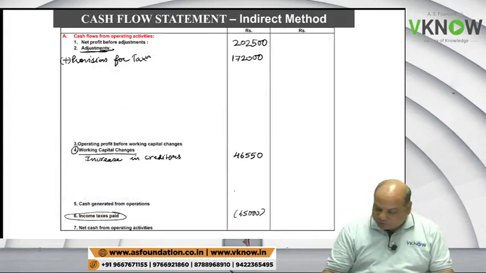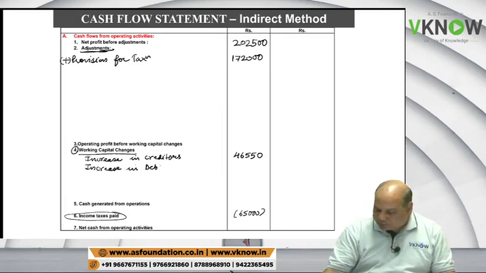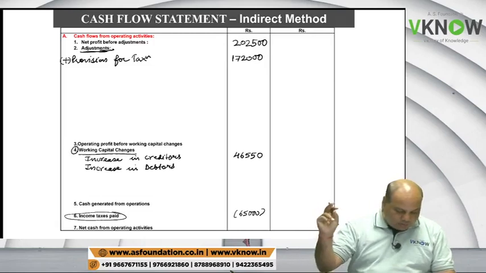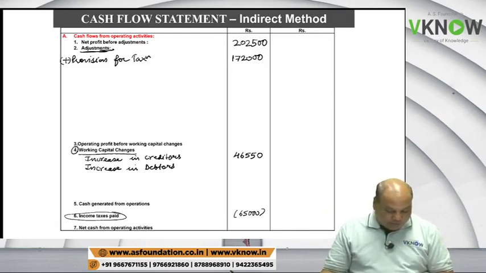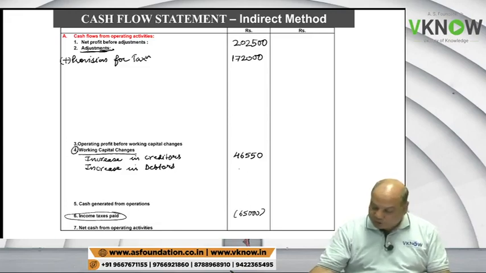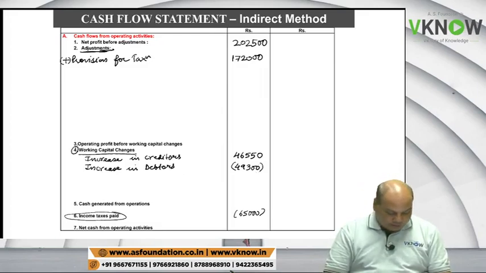Again come to working capital adjustment. In working capital adjustment, next line, increase in debtors. Question is in front of you, right? 1,40,000 minus 90,700. So that should be 49,300. Increase in debtor, decrease in cash flow.